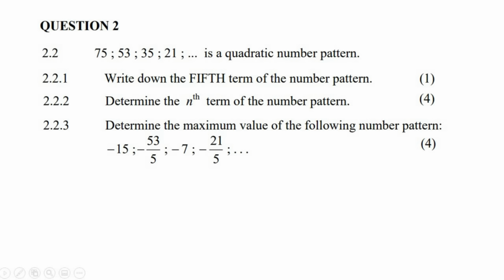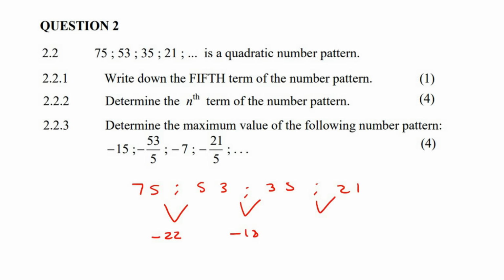This question says that 75, 53, 35, 21 is a quadratic number pattern. Write down the fifth term. That should be pretty straightforward. It's only for 1 mark. If you look at the difference from the first one to the next one, you're going to say 53 take away 75, and that's negative 22. Don't say positive 22, it's negative 22. And then 35 take away 53 is negative 18, and then 21 take away 35 is negative 14.